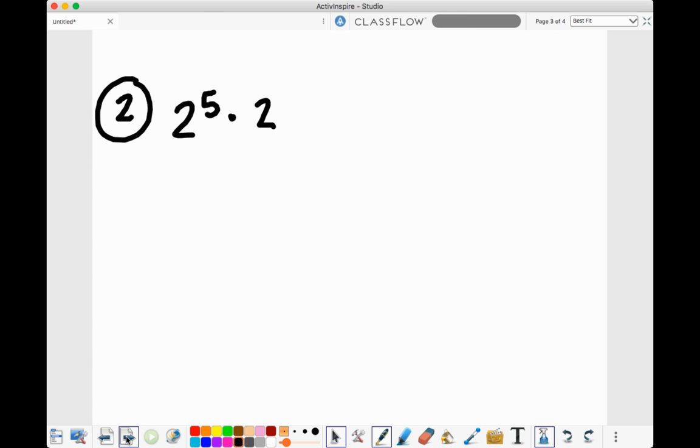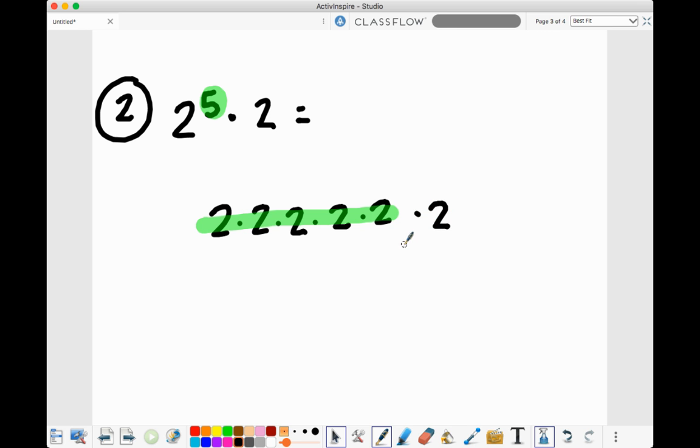Let's look at the second one that you did. We have 2 to the fifth times 2. Let's think about expanding that. First, we have 2 to the fifth, so that means that we're multiplying 2 5 times. That fifth power means that we have 5 of those number 2's. Now, we just have the number 2 here, so we can just write that as multiplied by 2.